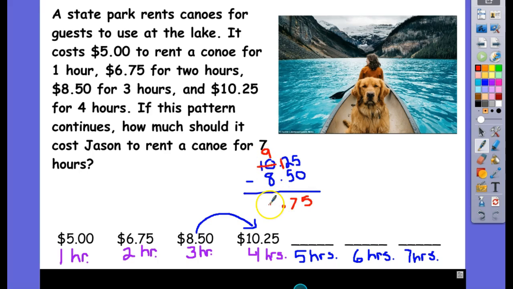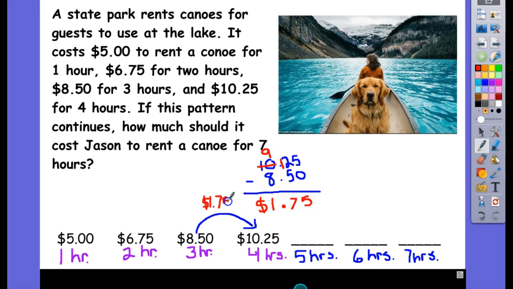And then I'm going to go to the ones place to subtract. 9 minus 8 is 1. So now is the point where I can go back and add in my dollar sign. And I know the difference is $1.75.